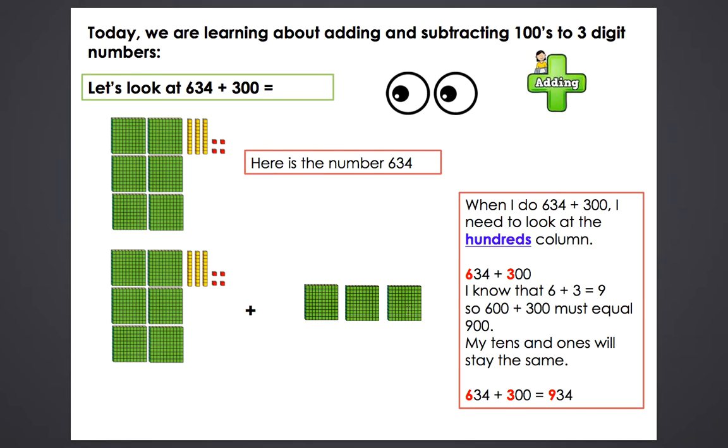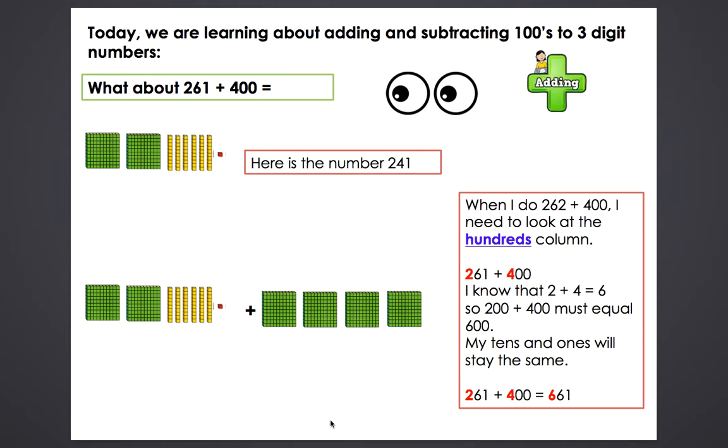Now because I'm adding on hundreds, I'm going to concentrate on my hundreds column. So in my hundreds column, I've got a 6 and I've got a 3. Now I know that 6 add 3 equals 9. I know that 60 add 30 must equal 90. So I know that 600 add 300 must equal 900. And my tens and my ones have stayed the same. Nothing has changed. So my overall answer is 934. Let's look at another example.